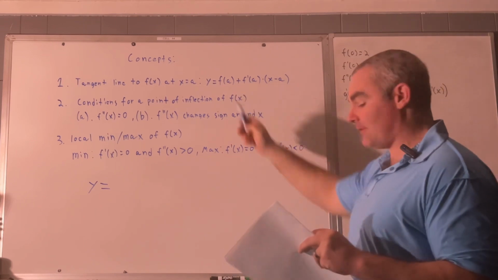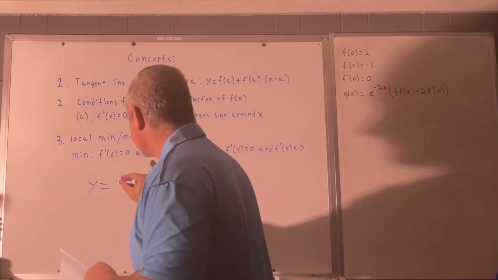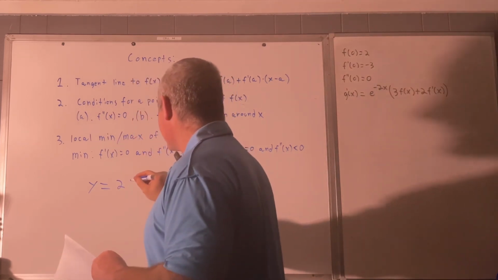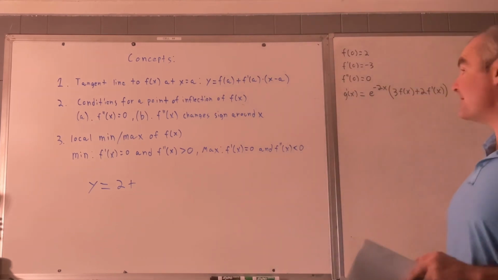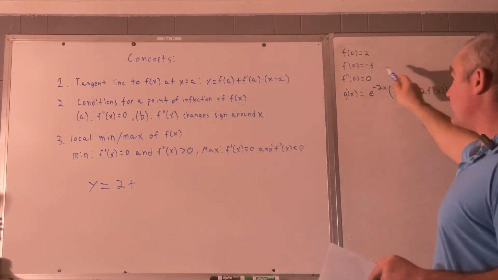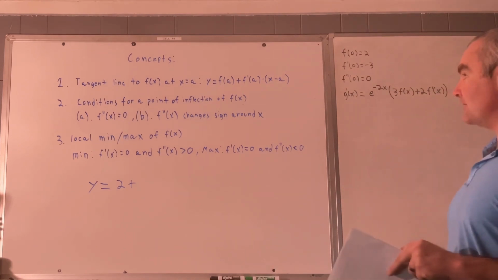So what is f at 0? It gives it to us. That's 2. Plus f prime of a, or f prime of 0. And it gives that to us also. It states it in the problem that f prime of 0 is equal to negative 3.